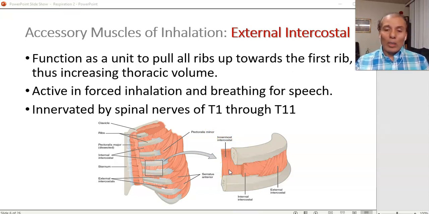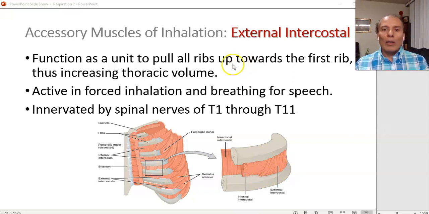So actually, I made a little error here. The external intercostals originate on the inferior outer border of one rib, like this, and they course inferiorly and medially. They go down and medially to insert on the superior outer margin of the rib that is below. Because now, think about it.